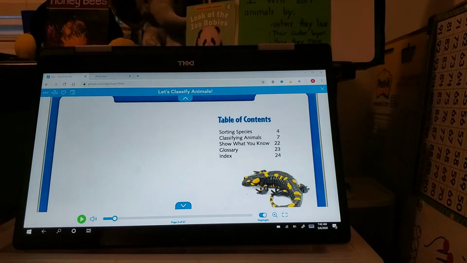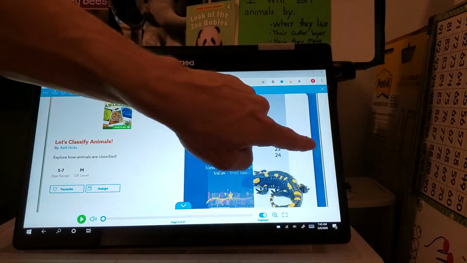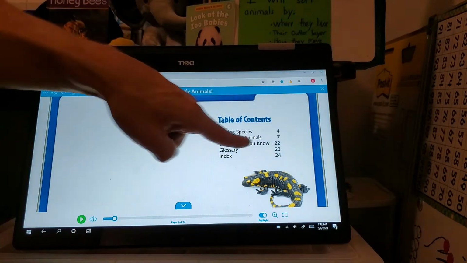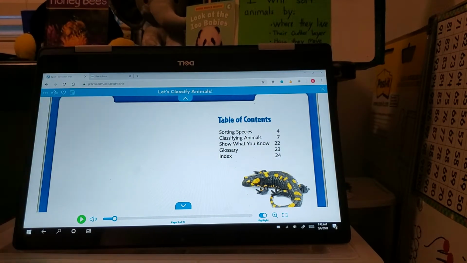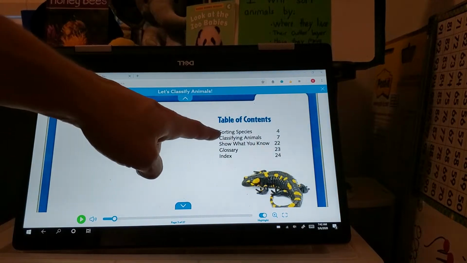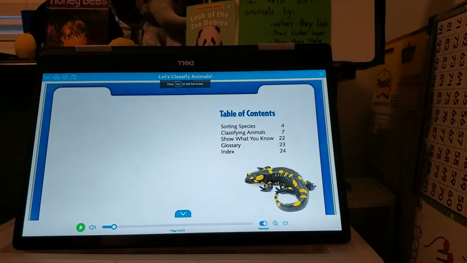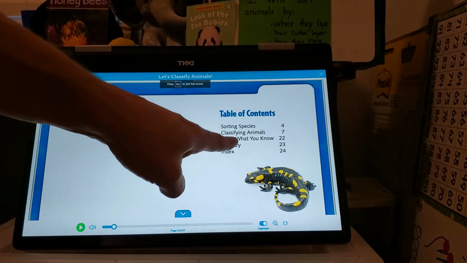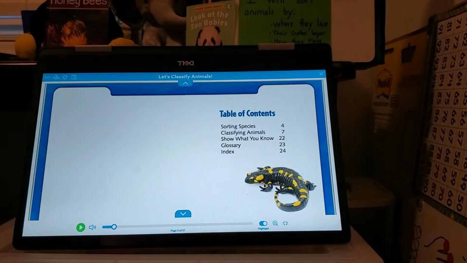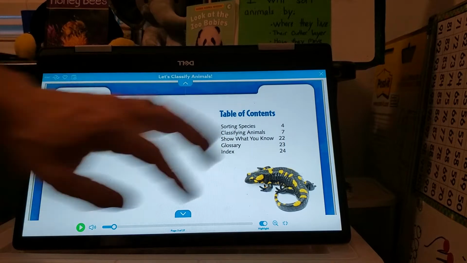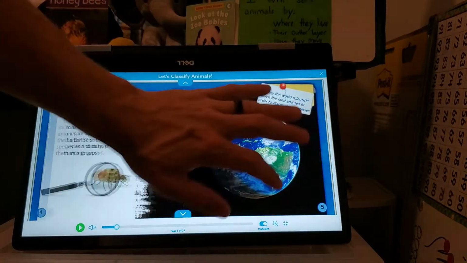Here's our table of contents. We're going to be talking about the different species. Here's classifying animals, sorting them into different groups, all right? Show what you know. Hey, we know all about that, right? We can show what we know, all right? And then our glossary, which is where we'll talk about the important words, right? And then our index. All right, so let's go to our next page.